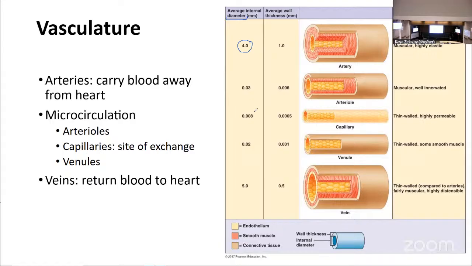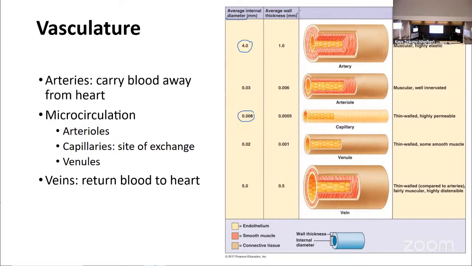Versus by the time we get down to capillaries with this teeny tiny diameter, which means that the radius is going to be half this, right? We're at any individual capillary going to have slower flow through that capillary so that we have time to exchange materials back and forth. Now, we'll get to what that looks like on bulk for the whole body, but in any individual capillary, this would be true.